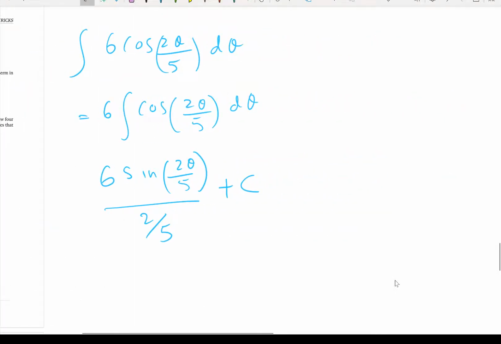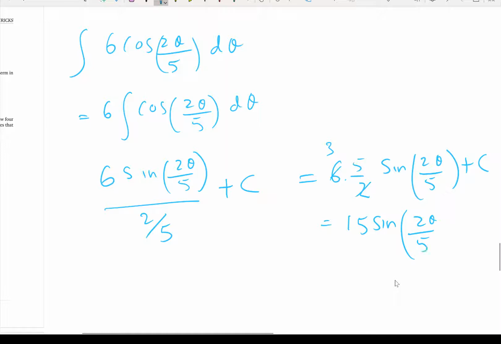Plus the arbitrary constant c. Dividing by 2 over 5 is the same as multiplying by the reciprocal of 2 over 5, which is 5 over 2. 6 times 5 over 2 sine 2 theta over 5 plus c. So the 2 cancels, here we get 3. So 3 times 5 is 15 sine 2 theta over 5 plus c. So that's the answer.